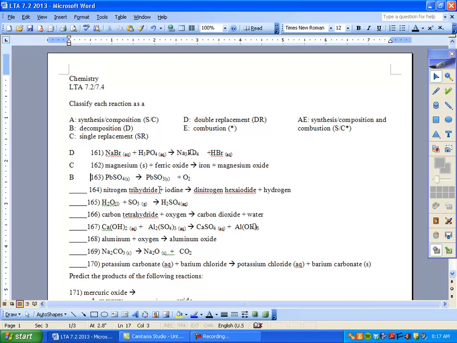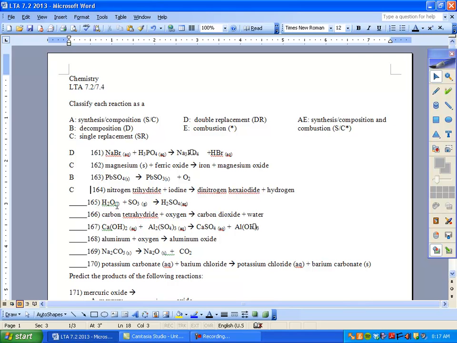Number 164, I have a free element iodine, and iodine is kicking out the hydrogen over here, so another lone element, and then two compounds, dinitrogen hexaiodide and nitrogen trihydride. That's a mouthful. So with this free element and the compound and the switching of the iodine and the hydrogen makes that a single replacement, C.